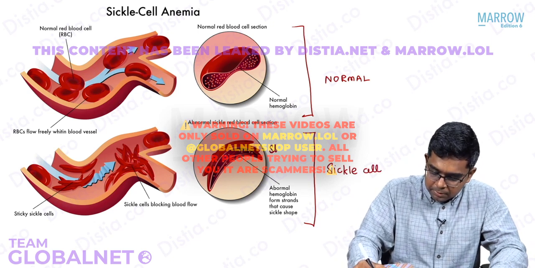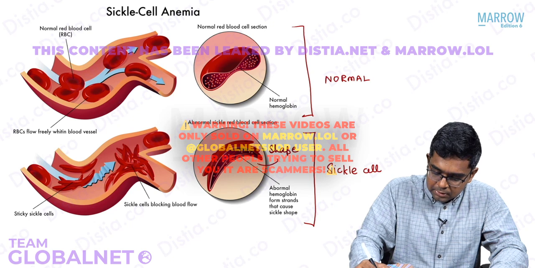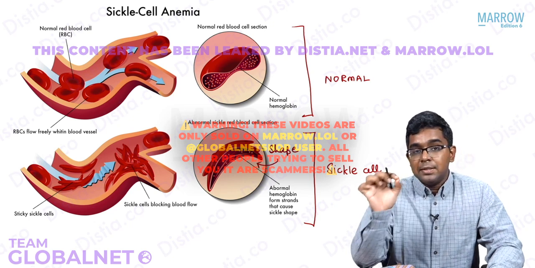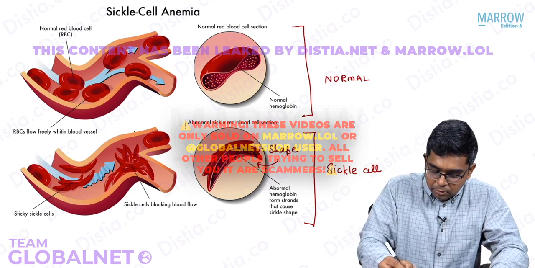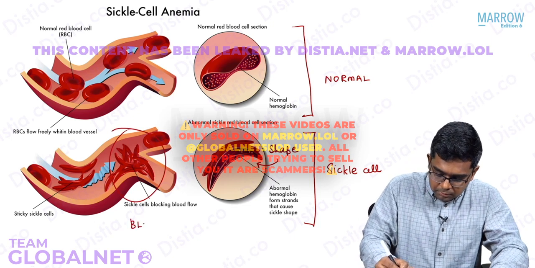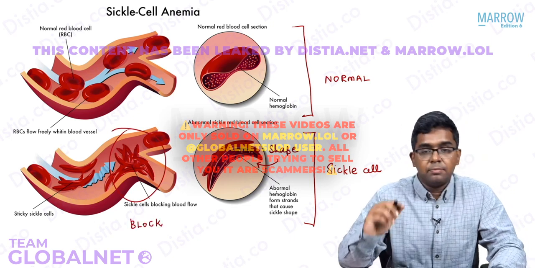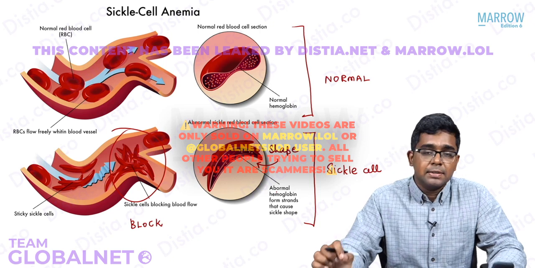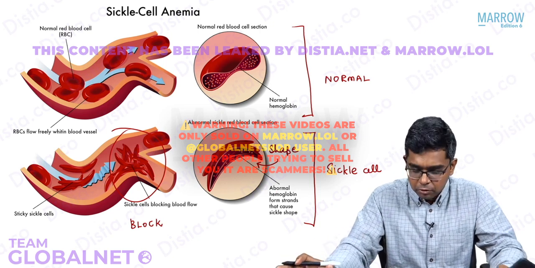The shape of the RBC, can you notice that? The shape is sickled like this. And these sickled RBCs, they are going to block the circulation. That is the main problem in case of sickle cell anemia. I hope you're able to follow this.